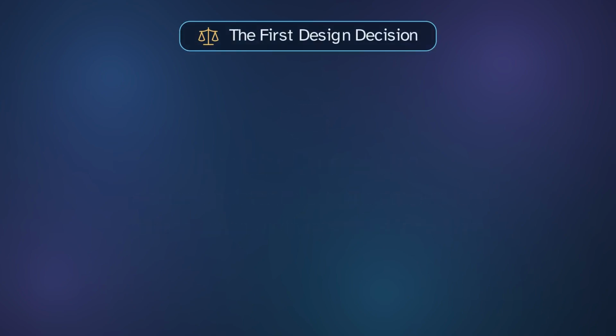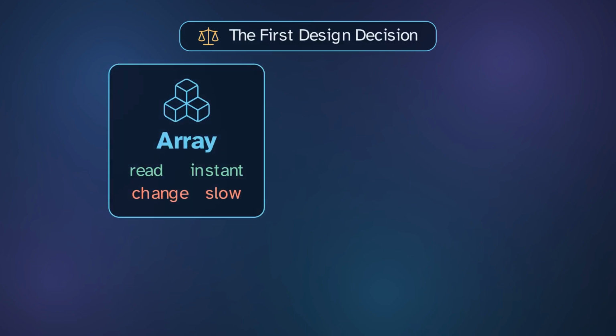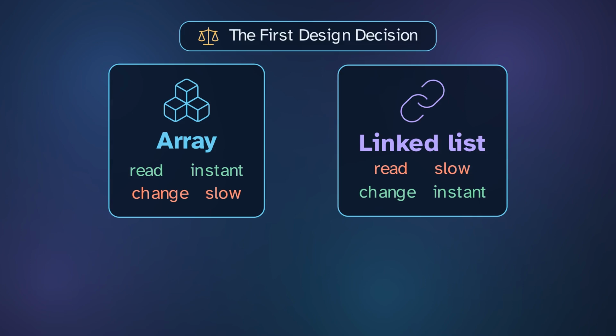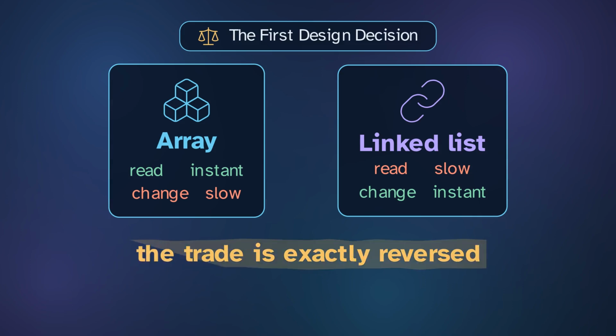Put those two structures side by side and look at what happened. The array reads instantly and changes slowly. The linked list changes instantly and reads slowly. The trade is exactly reversed. So which one is better? That question has no answer, and asking it is the mistake. The right question is, what will my program actually do most often? If you mostly look things up by position, use the array. If you mostly insert and remove, use the linked list.